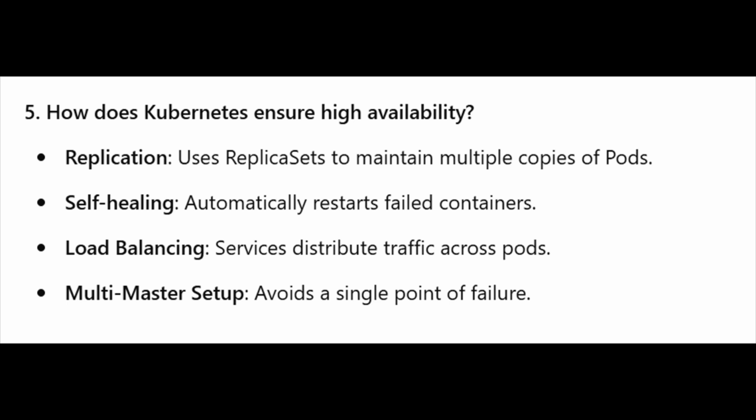How does Kubernetes ensure high availability? Replication uses ReplicaSets to maintain multiple copies of pods. Self-healing automatically restarts failed containers. Load balancing services distribute traffic across pods. Multi-master setup avoids a single point of failure.